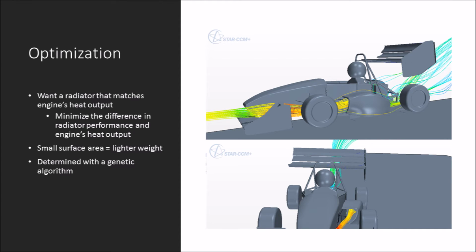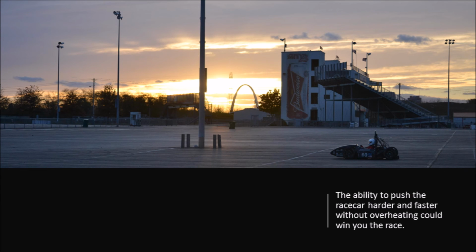The purpose of this project is to find the optimum sized radiator. I want to minimize the difference between the radiator's performance and the engine's heat output. I also want to reduce the surface area, which means it's a lighter weight radiator. All of this will be determined with a genetic algorithm. This is important because the ability to push the race car harder and faster without overheating could win you the race.